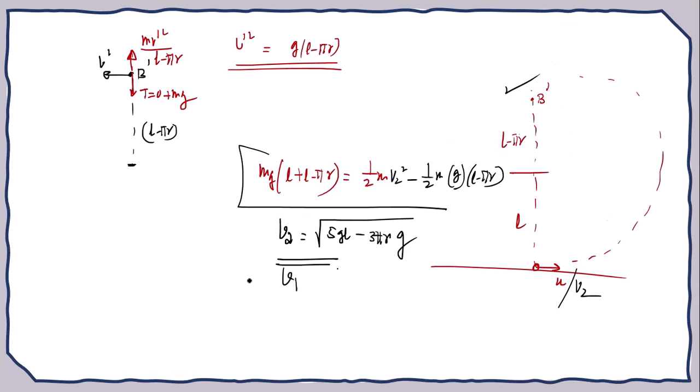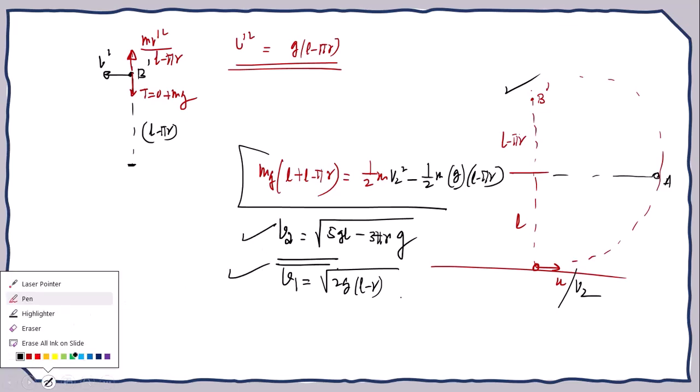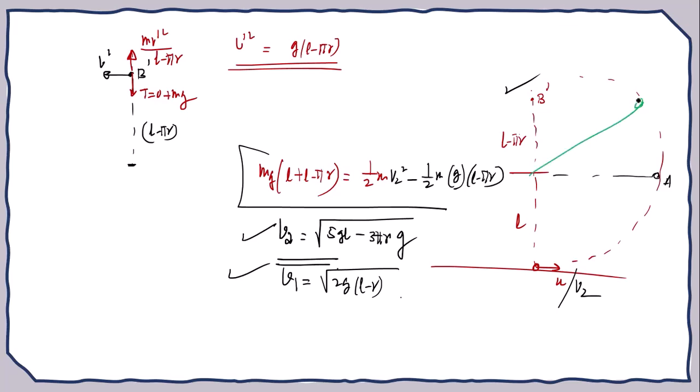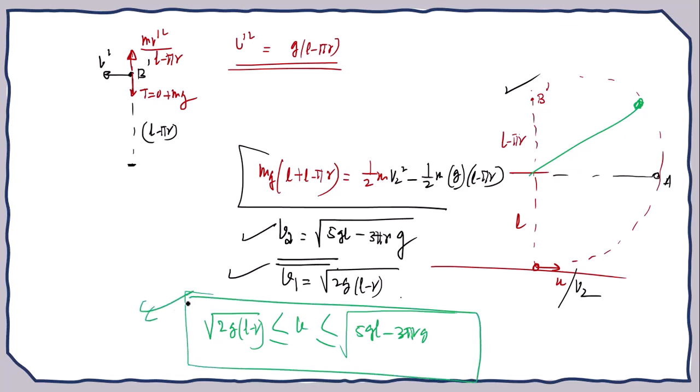Similarly, first we calculated the velocity v1 so that the particle will go up to point A, which is root of 2g into (L minus r). So any velocity which lies in between these two ranges means that the string will be slack, and the particle will be between A and B prime. So the answer is that the velocity should be in this region: root of 2g(L minus r) less than or equal to v less than or equal to root of (5gL minus 3 pi r g). If I project the particle within this particular range, then only the string becomes slack.